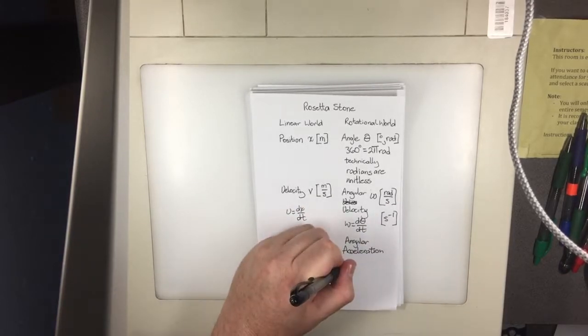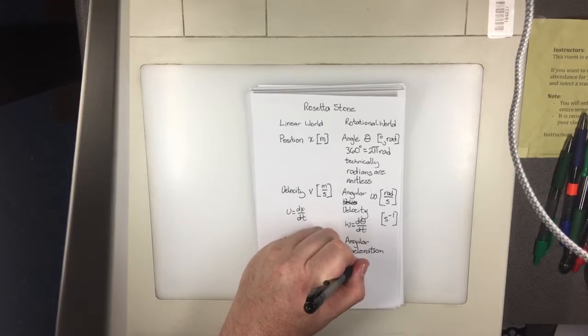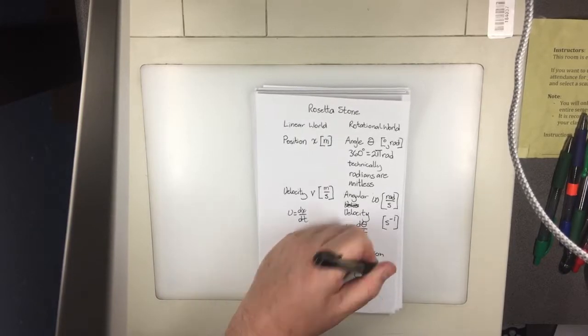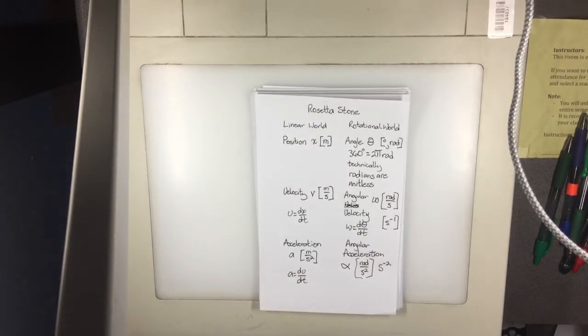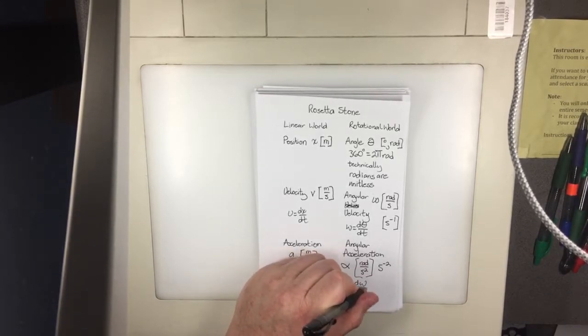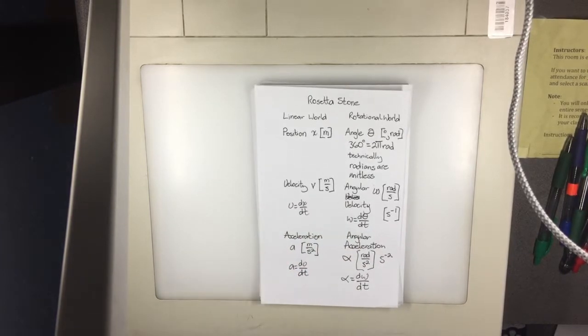Angular acceleration is called alpha, a lowercase alpha. Alpha units are in radians per second squared, or you could say seconds inverted squared. And so those are the relationships. And alpha is d omega dt. So we can see the associations between the linear world and the rotational world.